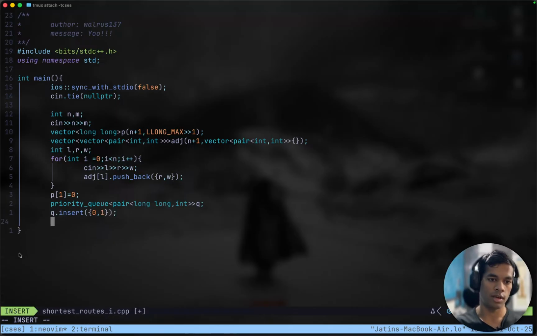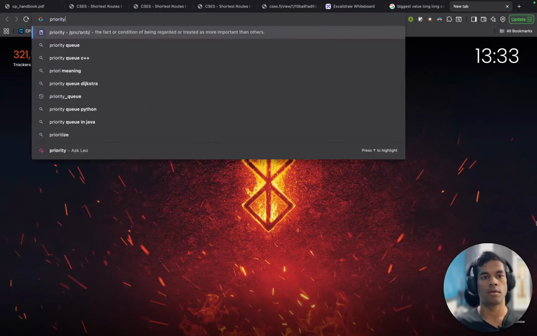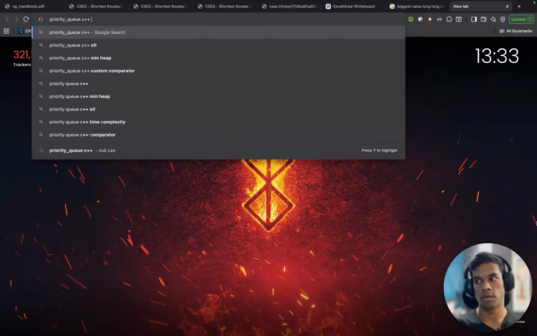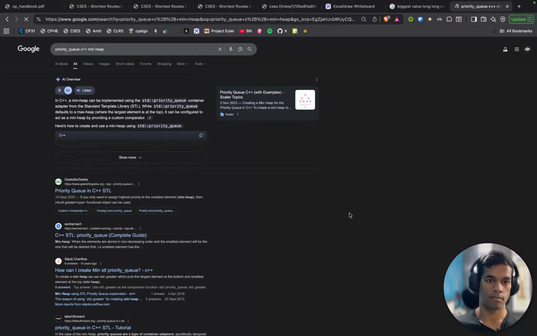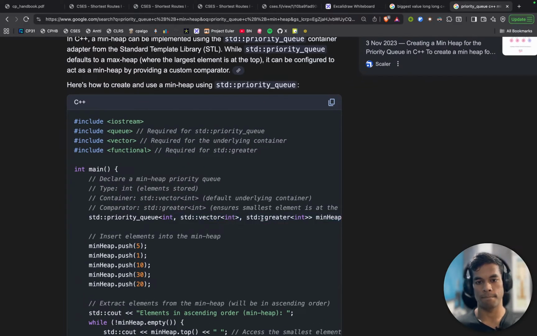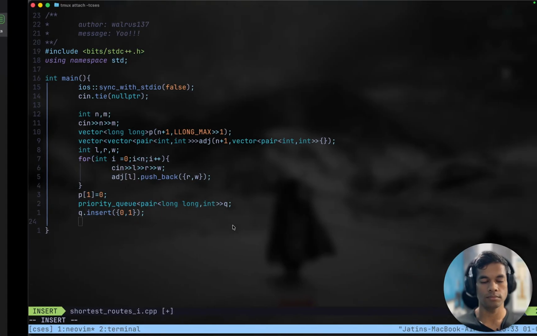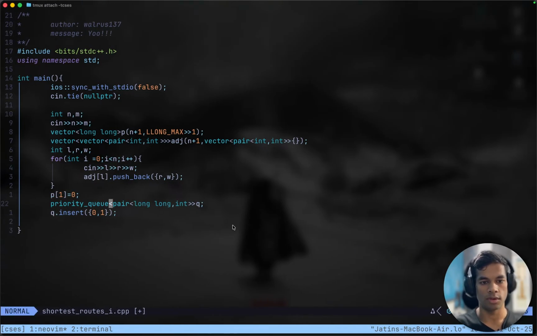And the question is, does the priority queue by default return the smallest element first or the biggest element first? In C++ it is a max heap. We want the minimum element first, so we have to give it the function greater. Okay, cool. We can do that.